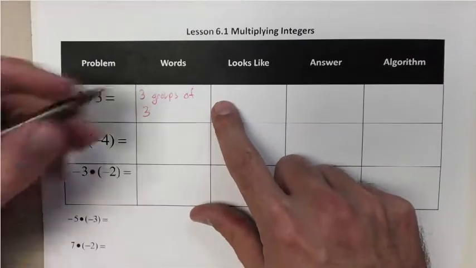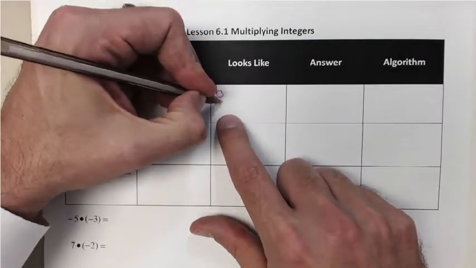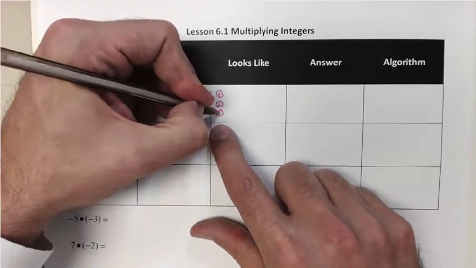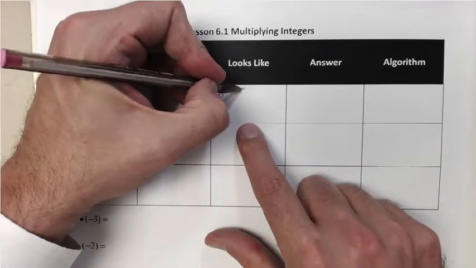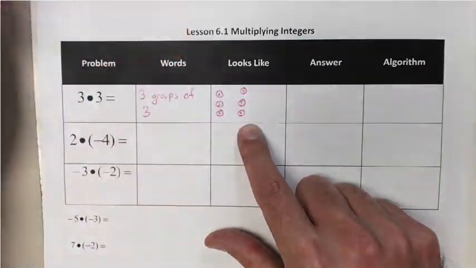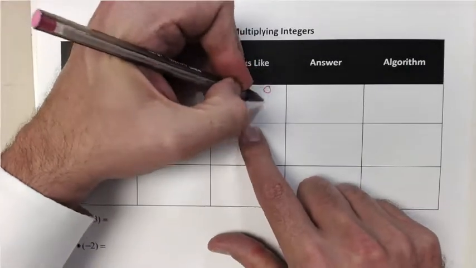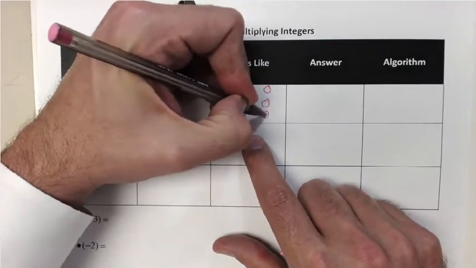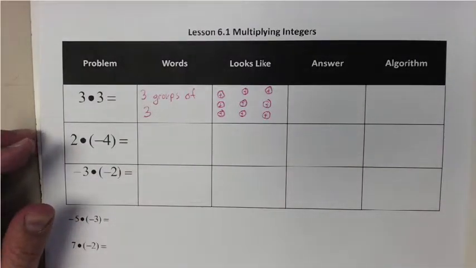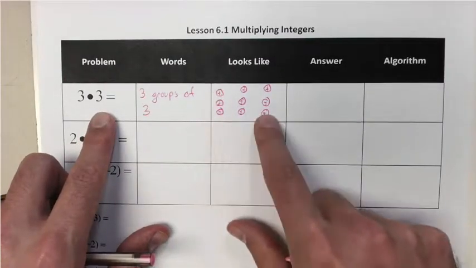And that is going to look like, well, here's a group of 3, and they're positive. Okay, here's another group of 3. That's my second group of 3. And then here's my third group of 3. So I've got 3 groups of 3. Now if I count 3 groups of 3 up, that ends up being 9.